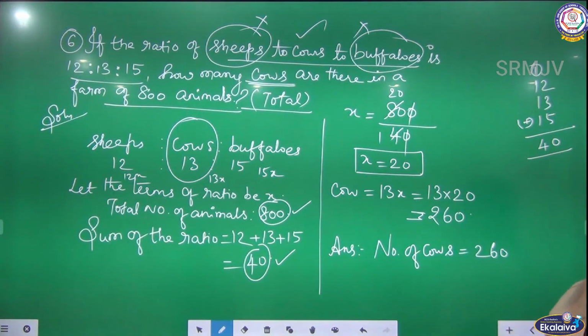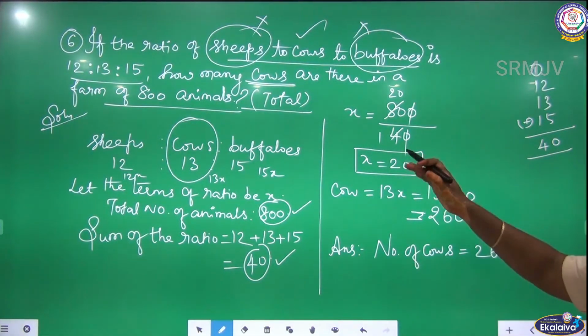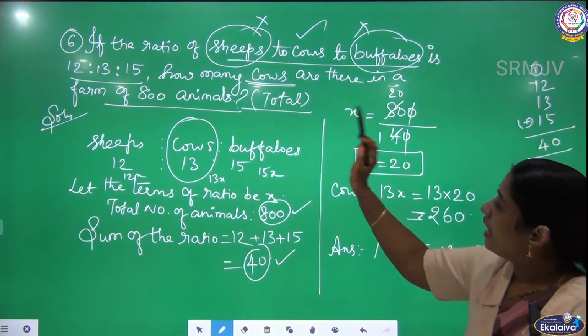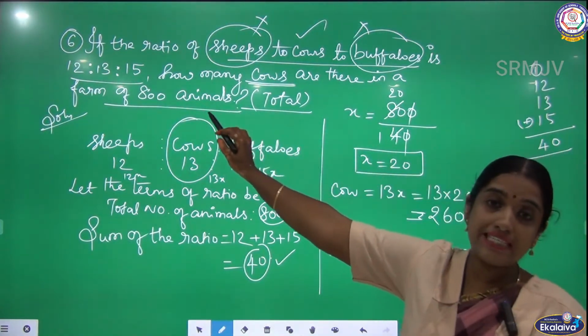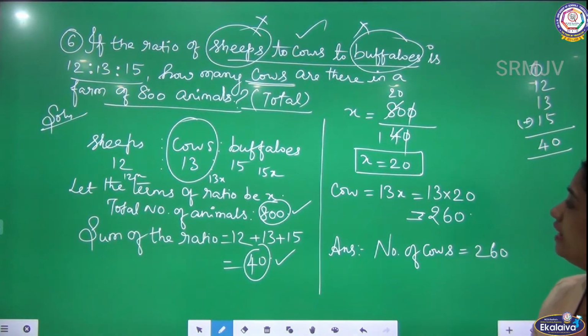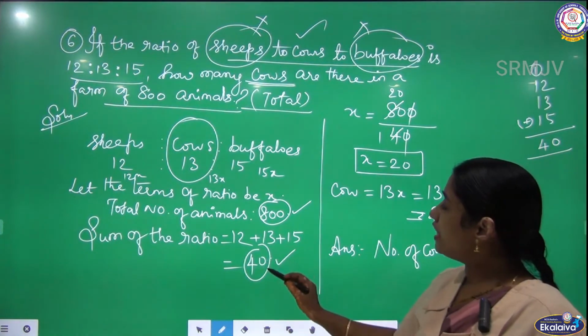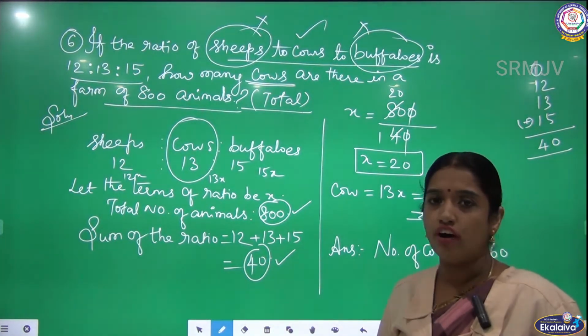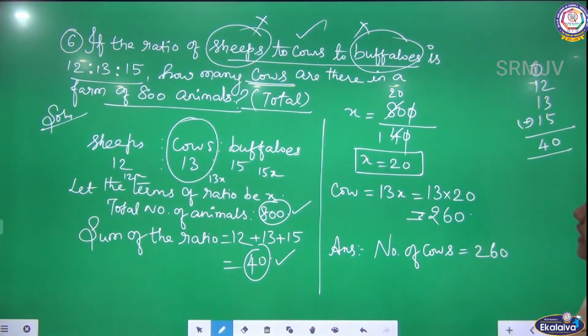Can you clear this? Just collect the total number of animals and find the sum of the ratio. 12 is to 13 is to 15. So, add that sum of ratio, you can get 40. After finding this, I am going to find out the x value.